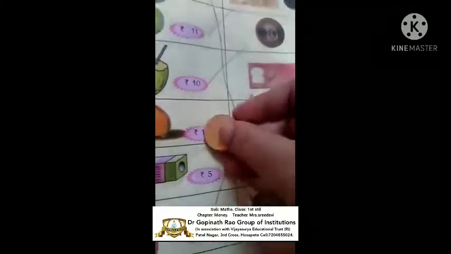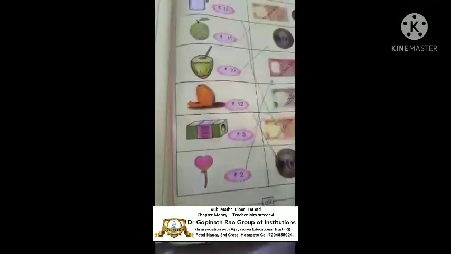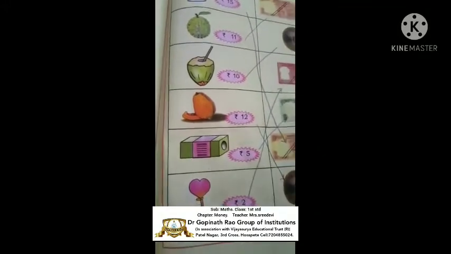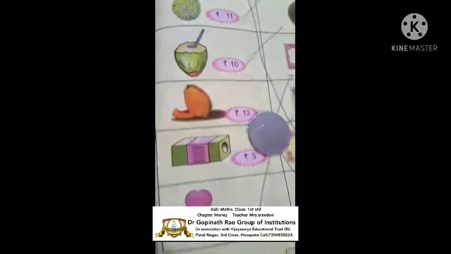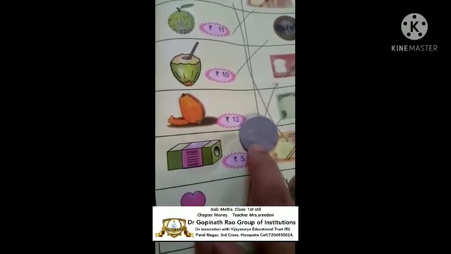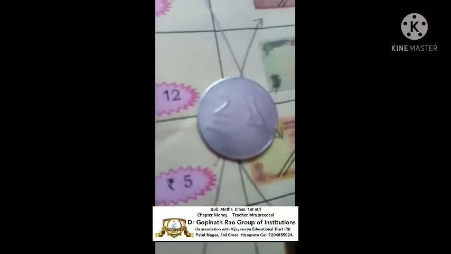So here, what is this? Here is the sharpener. So what is the sharpener's rate? This is rupees 5. So we have a 5 rupees note also, children, and we also have a 5 rupees coin. We can give a 5 rupees coin or else we can give a 5 rupees note. See, here is a 5 rupees note. Here is a coin. And rupees 2. We have a 2 rupees coin. See here. So we buy the balloon by giving rupees 2.